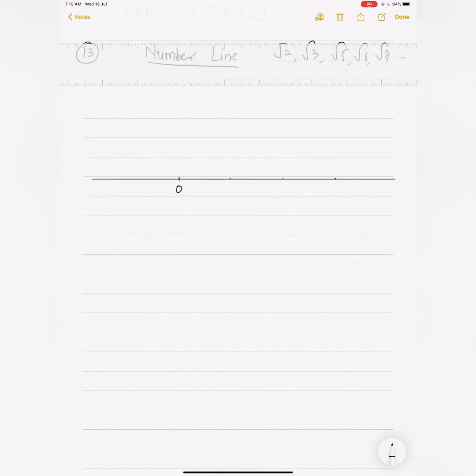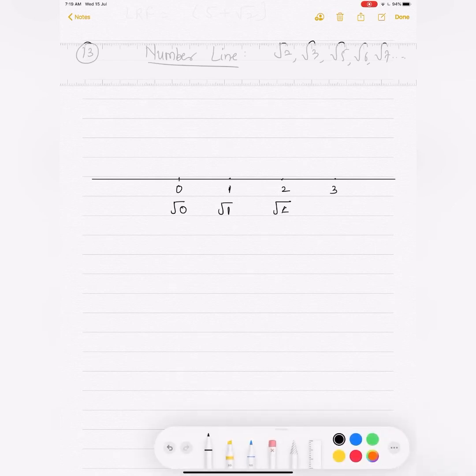Now see out here, this will be what distance? 1, this will be 2, this will be 3, this point. Now 0 means what? Square root of 0. 1 means what? Square root of 1. Then square root of 4. That is going to be square root of 4. And then this will be what? Square root of 9.